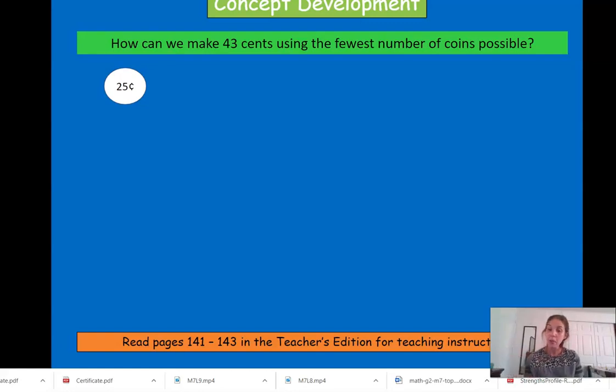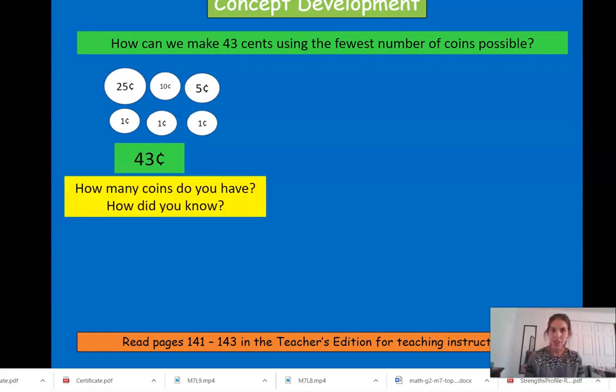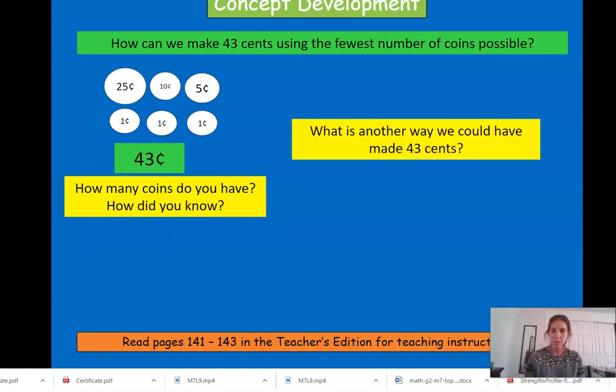25 and 10 more would give me 35. So yes, I can. Can I use another dime? 25, 35, 45. Oh, nope. That's going to be too many. So I'm going to think about using my nickel. Now I have 25, 35, 40, and now how much do I need? If I'm at 40, I have to get to 43. 40, 41, 42, 43. Nice job. And that would be 6 coins that we had to use.